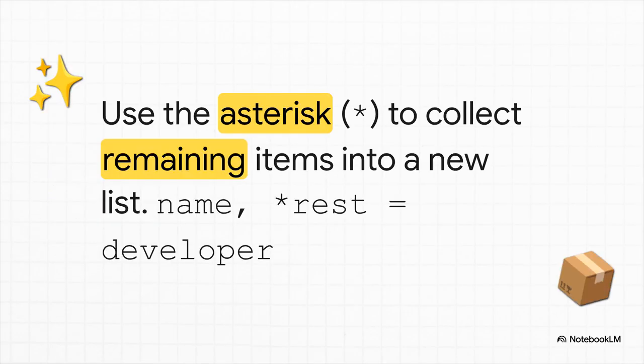And it gets even cooler. By putting an asterisk, that little star, in front of a variable name, you can pull out a specific item, like the first one here, and then have Python automatically gather everything else into a brand new list. This is incredibly useful when you only care about the first few elements and want to deal with the rest later.